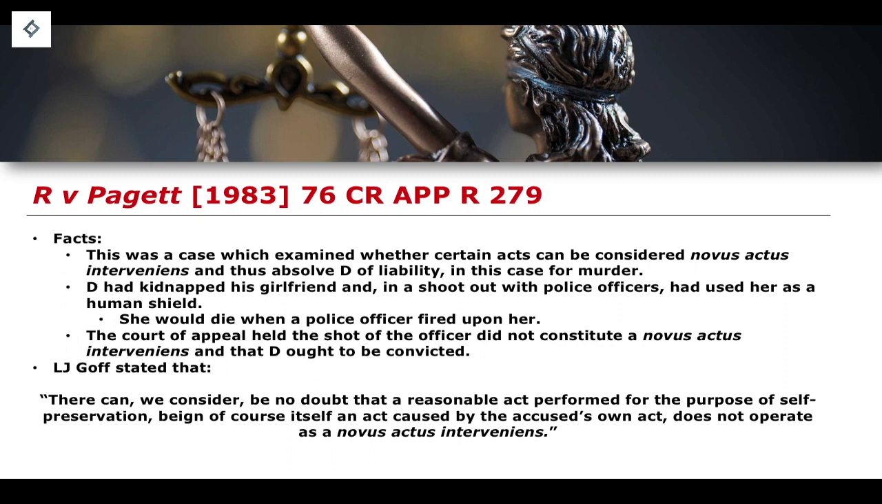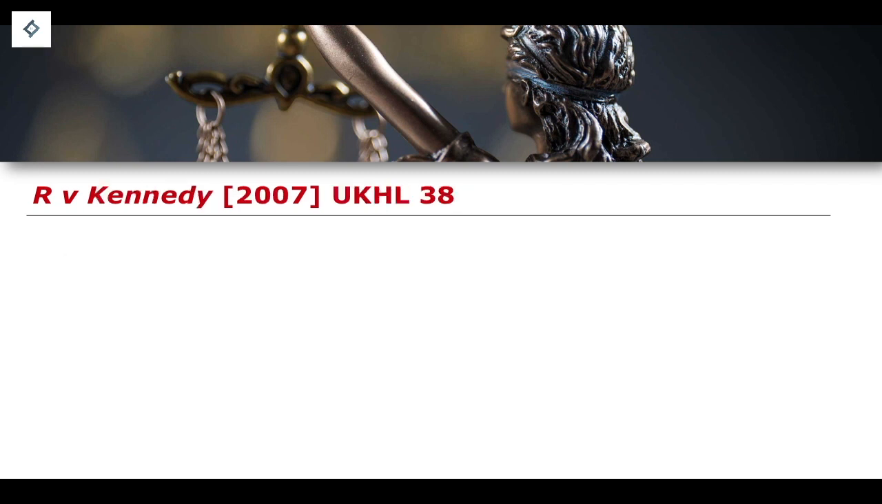So what we see here is an example of a police officer being accused, or at least the defendant was accused of murder, but the police officer was accused of being this new intervening cause, the shot from the police officer. But it was dismissed on the basis that this could not constitute a new intervening cause, and therefore it could not absolve the defendant of liability in this case.